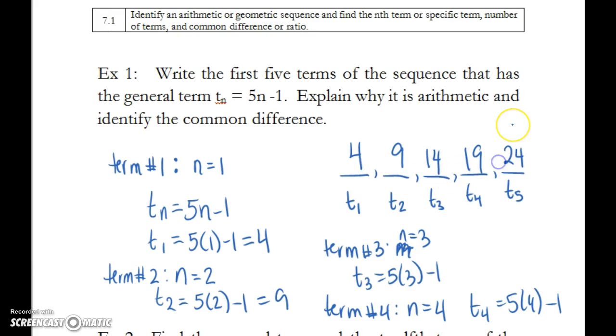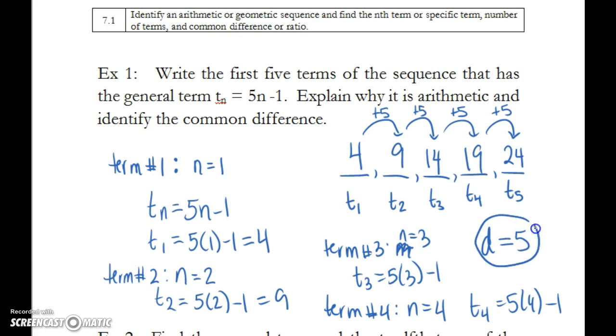Now, we want to explain why it's arithmetic. An arithmetic sequence is a sequence in which you are adding a common difference, is what we call it, to get from one term to the next. So is there a common number, a constant, that we are adding to get from one term to the next? Well, to get from 4 to 9, we are adding 5, and that's the same number we're adding to get to each subsequent term. And so that's why it's arithmetic, because we are adding 5. And the common difference, which we identify by the lowercase letter d, is 5.